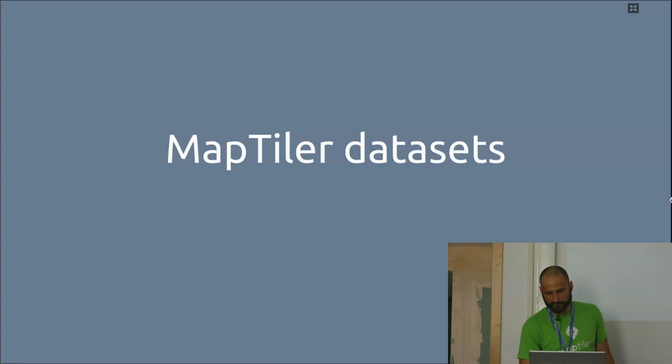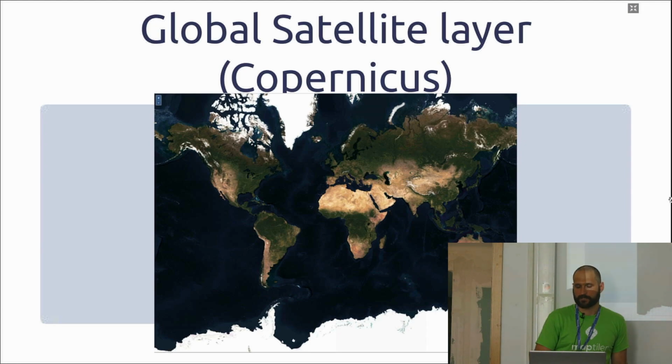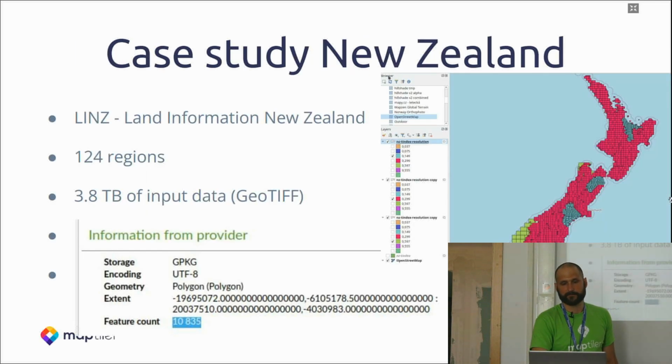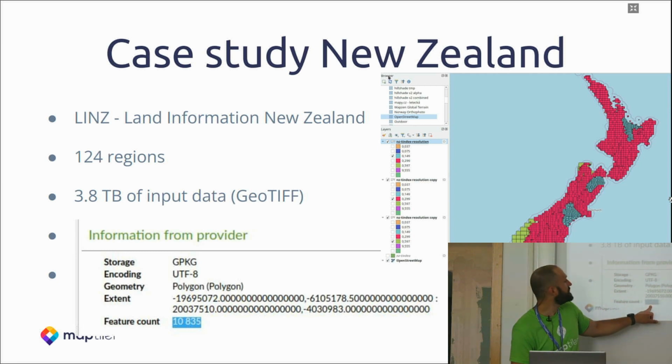As an example, we used it for our global satellite dataset, for our RGB terrain and hillshade datasets as well. And we used it, for example, for aerial images of New Zealand. They were 1,000, you can't see it, 1,000 input files. Altogether, it was around 4 terabytes of input data.